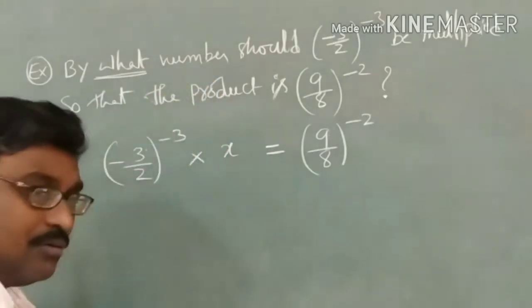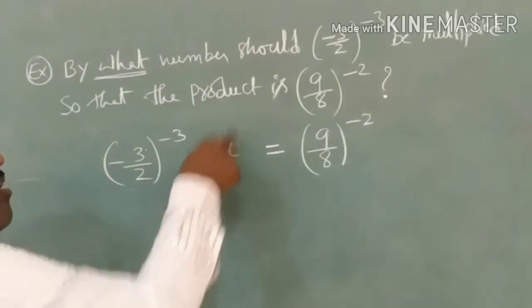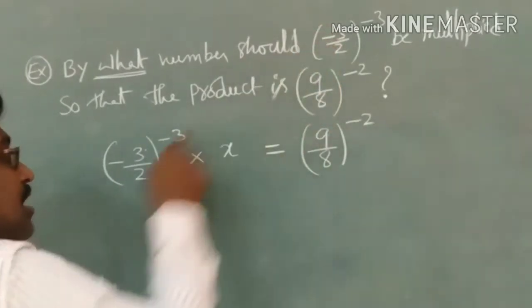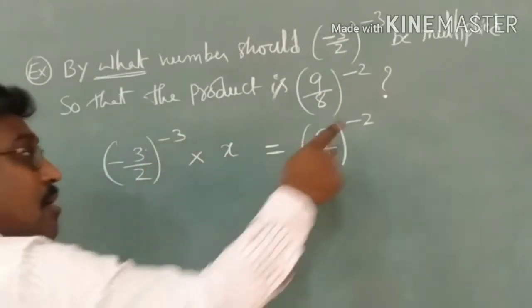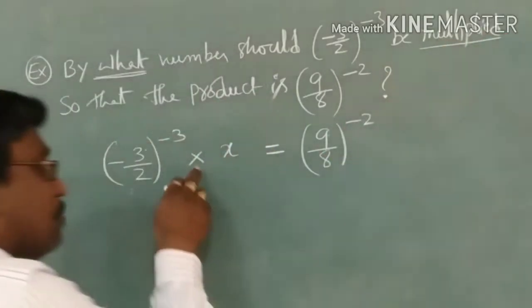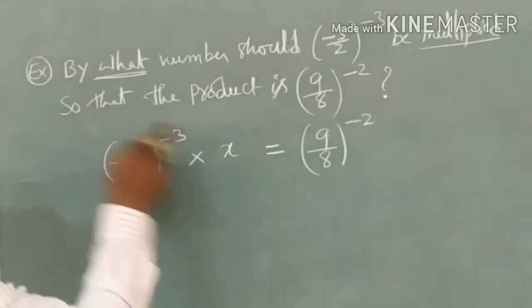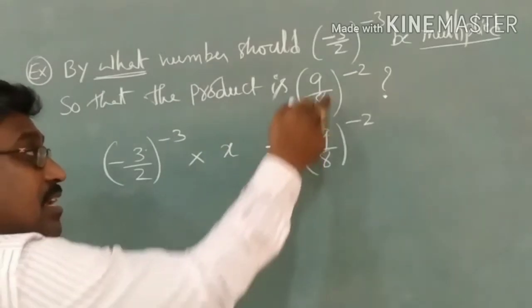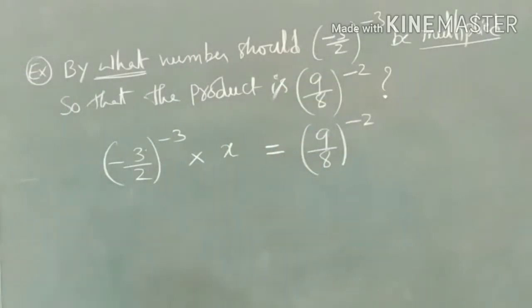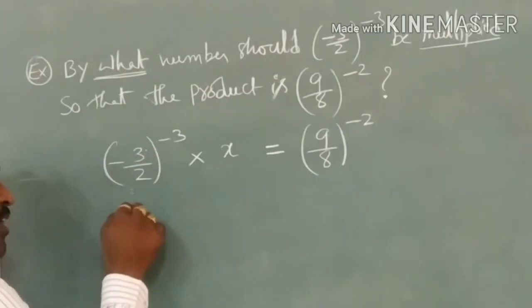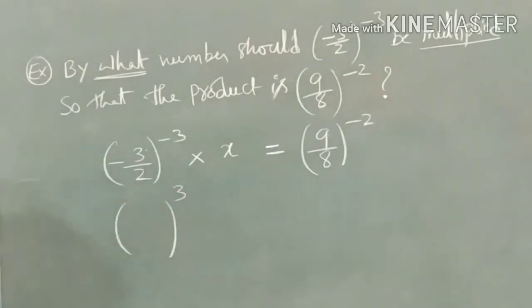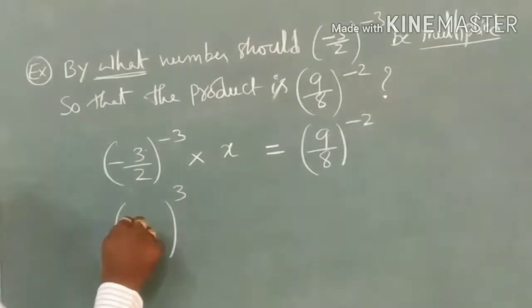By what number? We don't know. Let the number be x. That number should be multiplied by minus 3 by 2 whole to the power of minus 3, so that the product is 9 by 8 whole to the power of minus 2. Okay. Now here the power is minus. Then I want to make the power positive. What shall I do? Good. I should change the fraction.